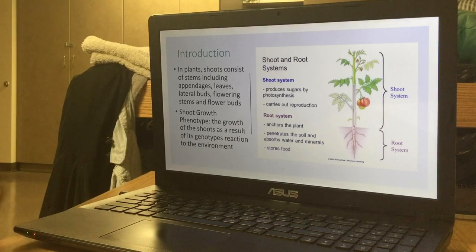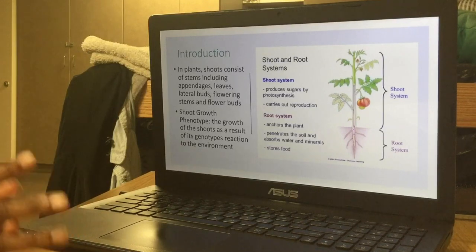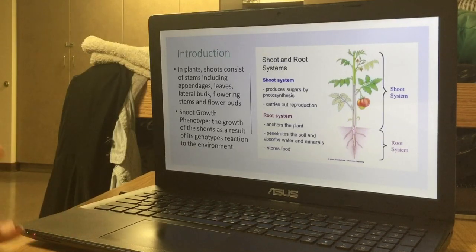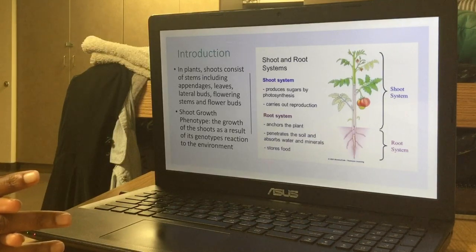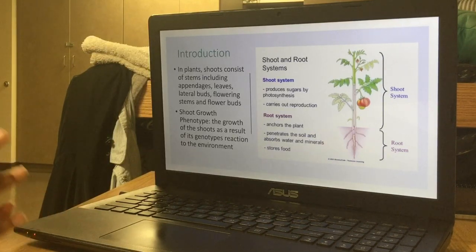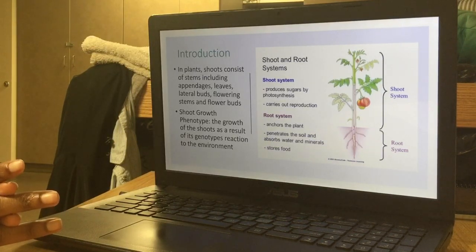And then you have the root system, and this is what is under the soil. It anchors the plant into the soil, as well as penetrating the soil and allowing the plant to absorb all of the nutrients and the water that it needs. And it also stores food.